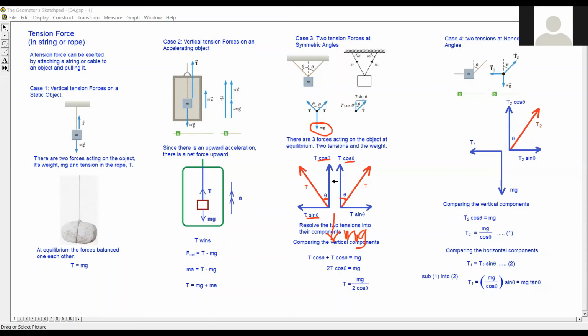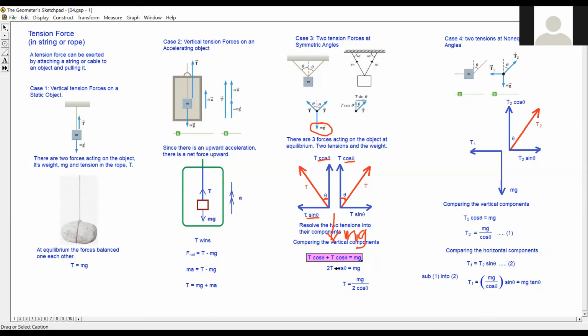Comparing the vertical components of the forces, they are T cos theta, T cos theta. Now these two forces are balanced by the weight mg. So to form an equation, it becomes T cos theta plus another T cos theta, and this is balanced by the weight mg. The two terms are the same, so you can add them up and it becomes 2T cos theta.